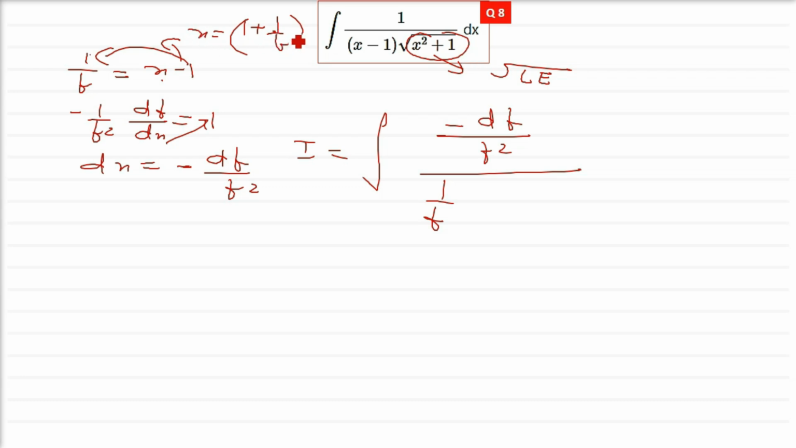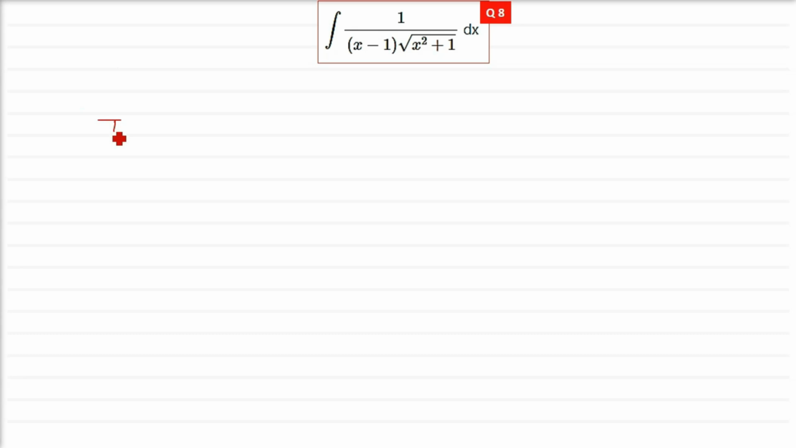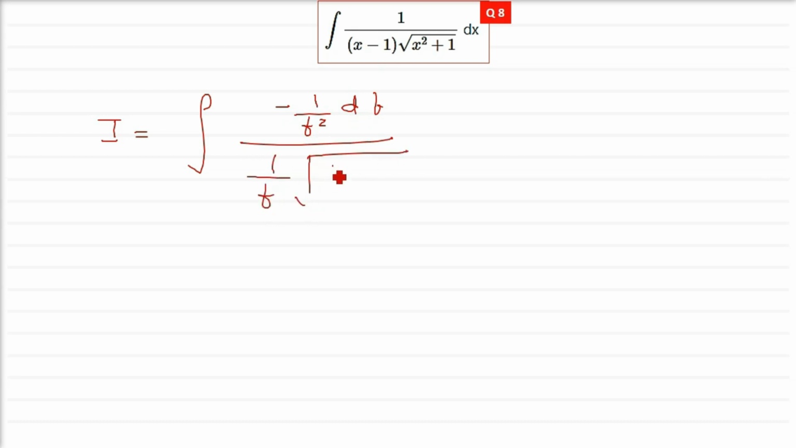In place of under root x square plus 1 we'll write what? Under root will remain the same, will not change it. But x square plus 1 will be written as 1 plus 1 by t whole square plus 1. So the integral will become like this, negative 1 by t square dt divided by 1 by t, and inside under root I am writing 1 plus 1 by t whole square plus 1. This 1 plus 1 by t whole square will apply the formula a plus b whole square, a square plus b square plus 2ab, and then along with a 1 there is a plus 1 also.